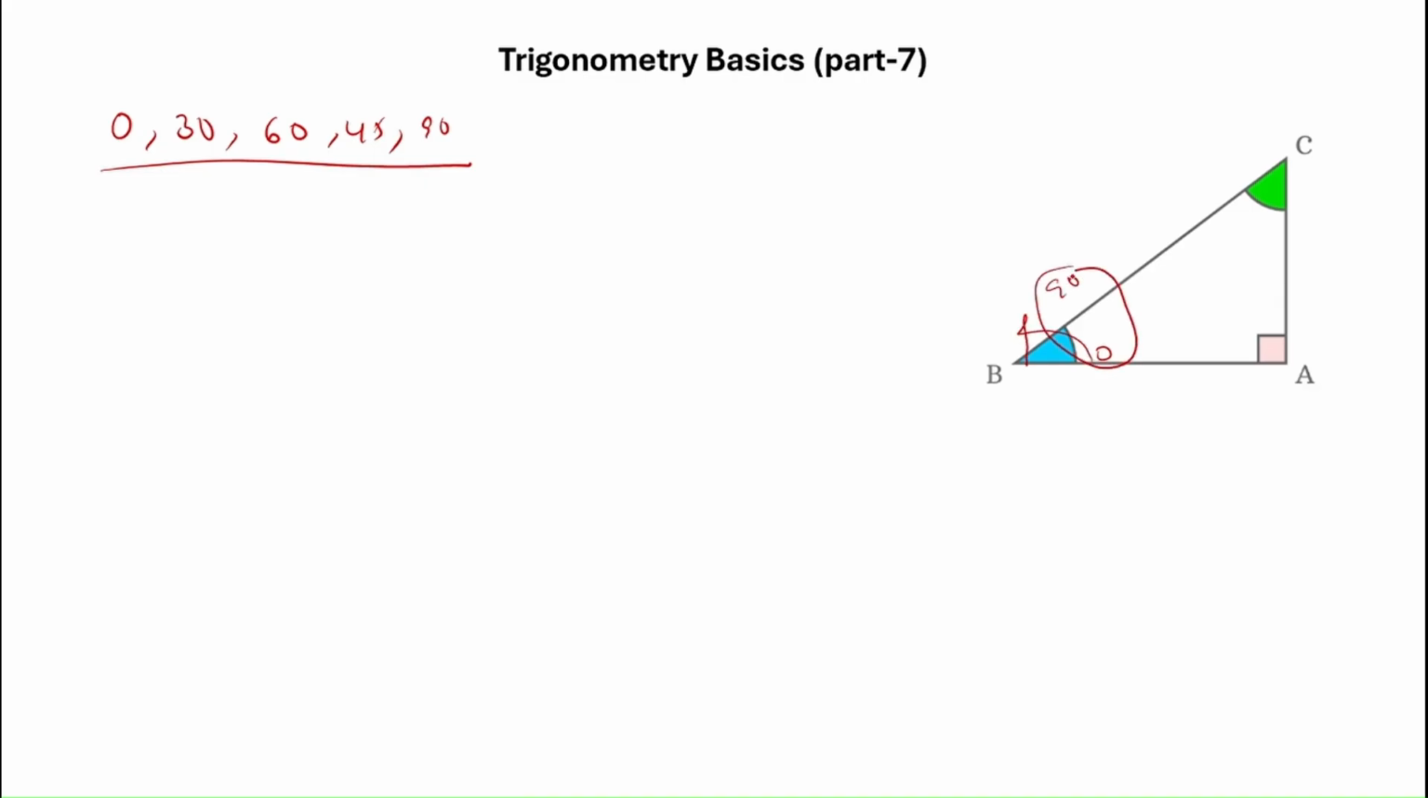So first we will discuss this. Later we will see what happens if the quadrant changes from Q1 to Q2, Q3, Q4. First we will see only these values of 0 to 90.